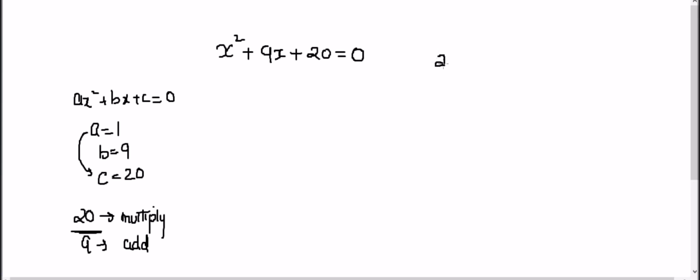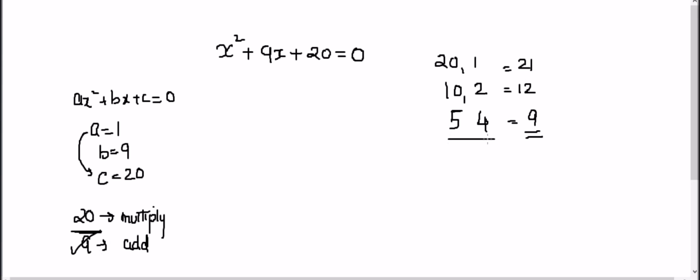So factors of 20 are 20 and 1, 10 and 2, 5 and 4. Now we need to add these. 20 plus 1 gives me 21, 10 plus 2 gives me 12 and 5 plus 4 gives me 9. It means we need 9. So 5 and 4 are the two numbers.